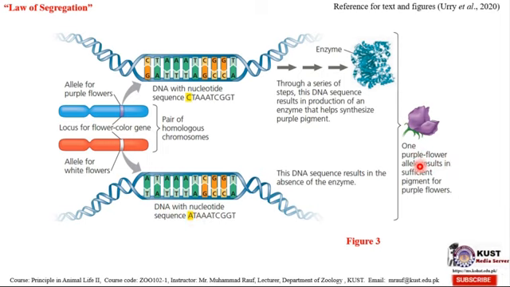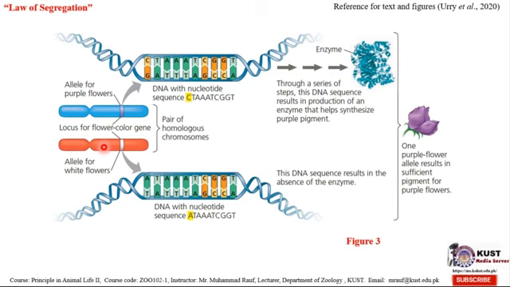One purple flower allele results in sufficient pigment for purple flowers. So although this individual has one allele which determines purple flower color and another allele which determines white flower color, the flower color is purple because this allele is dominant, and this is recessive. Remember, a dominant allele is one which expresses itself in heterozygous condition. A recessive allele is one which cannot express itself in heterozygous condition.